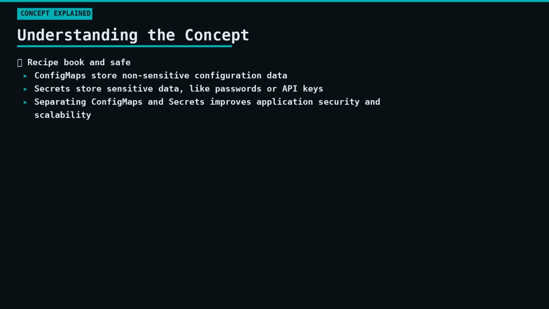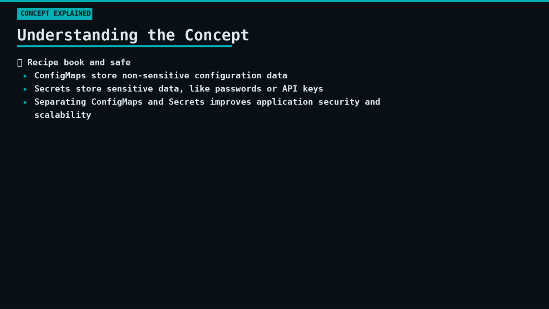Config maps are like a recipe book for your application. They store configuration data as key-value pairs, making it easy to manage and update. Secrets, on the other hand, are like a safe where you store sensitive data, such as passwords or API keys. They're encrypted and only accessible to authorized components. Think of config maps as a public bulletin board, while secrets are a locked cabinet.